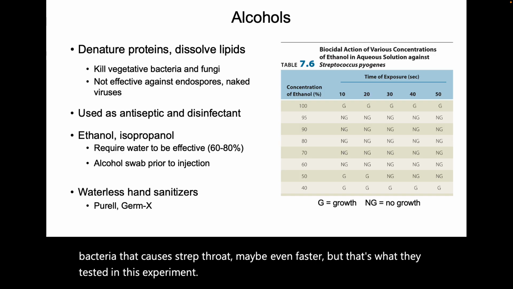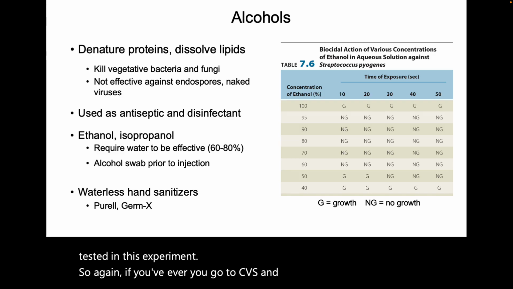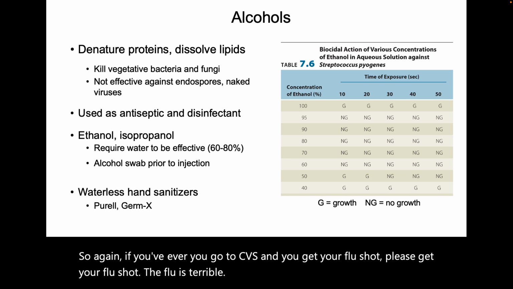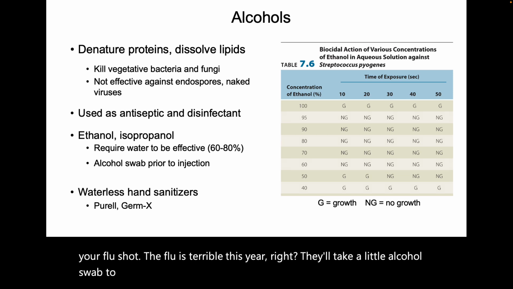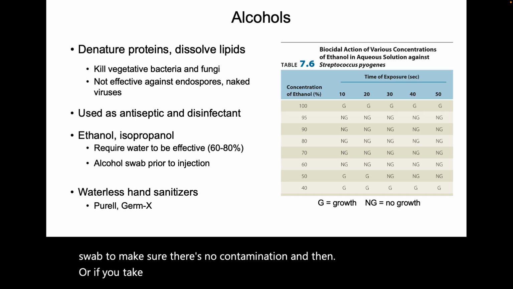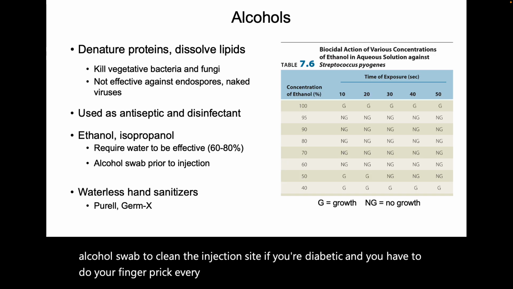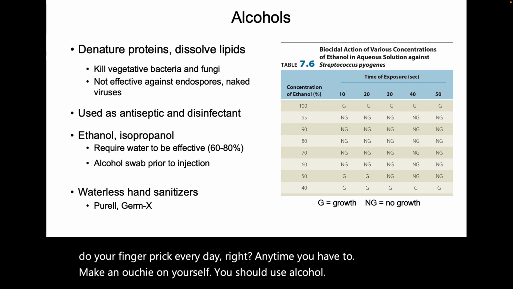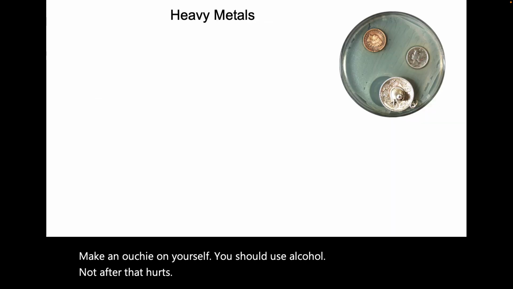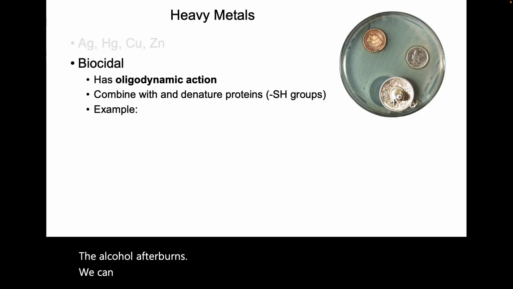So again, if you go to CVS and you get your flu shot, please get your flu shot. The flu is terrible this year. Right? They take a little alcohol swab to make sure there's no contamination, or if you take an injectable medicine, I'm sure you use an alcohol swab to clean the injection site. If you're diabetic and you have to do your finger prick every day, right? Anytime you have to make an ouchie on yourself, you should use alcohol. Not after, that hurts. The alcohol after burns. We can also use heavy metals, things like silver, mercury, copper, and zinc.